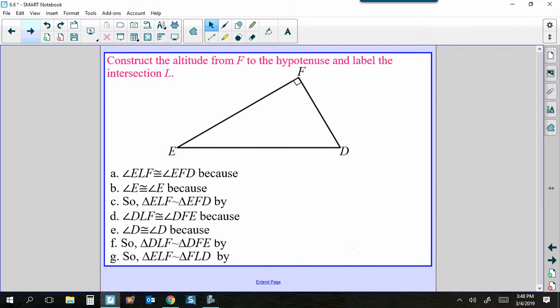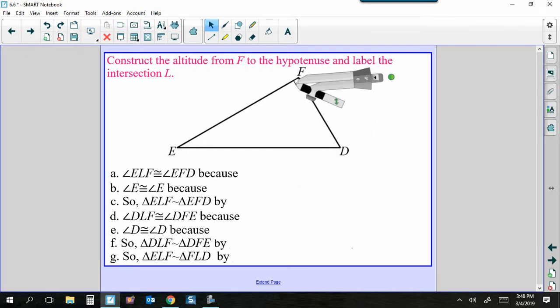Some of us know how to construct an altitude using a compass, and some of us know how to construct an altitude by using a straight edge to find the height of the triangle from the different sides. I'm going to use the compass and straight edge. No matter what, you need to know what an altitude is. An altitude is the height of something. If DE is the bottom, then I'm going to measure from DE to F, because F is the highest point.